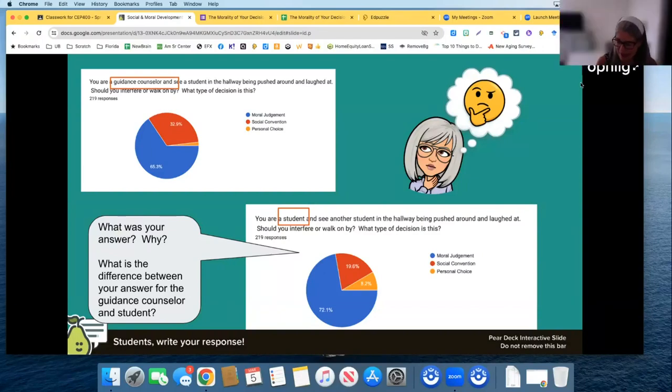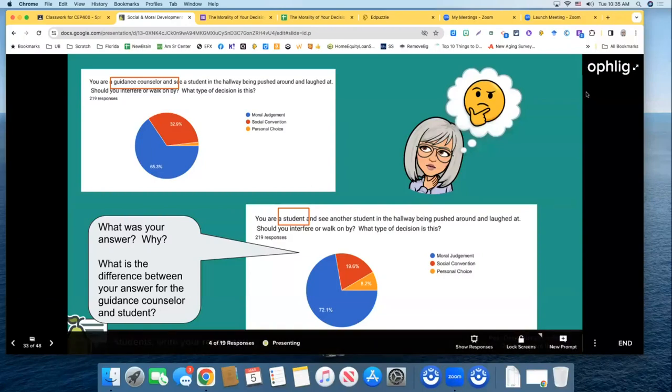Olivia, do you have anything else to add to what they were saying? We had talked about how regardless of our answers, both people, the guidance counselor and the student, should step in in that situation. Okay. All right. So you're feeling like this is a moral judgment, that this is wrong, something should be done. That kind of thing? Yeah.